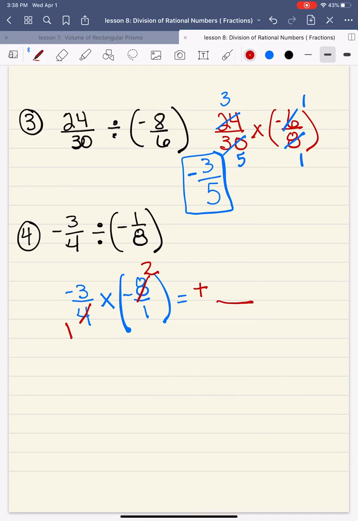Numerators, 3 times 2 is 6. 1 times 1 is 1 for the denominators. That's improper. That means 6 divided by 1, which would be 6. It's still positive. I'm not going to write the positive there, but it's understood to be there.